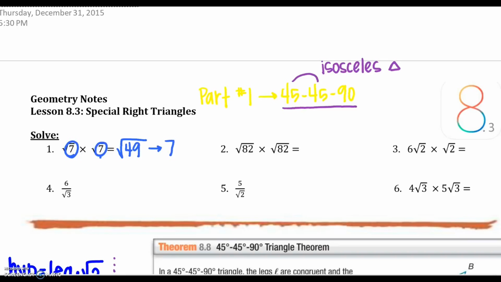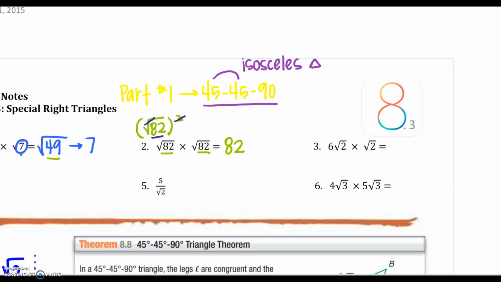So that can be your shortcut. If you go to number 2, square root of 82 times the square root of 82, the shortcut just says it's 82, because you could do it like this, or you could say it's the square root of 82 squared, and we know that the squared and the square root cancel to leave you with that 82.